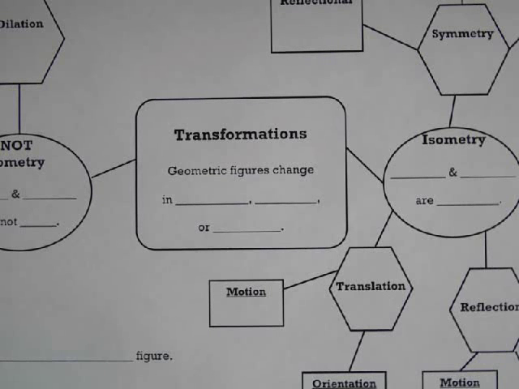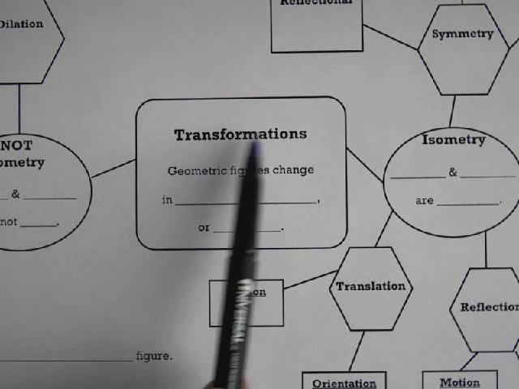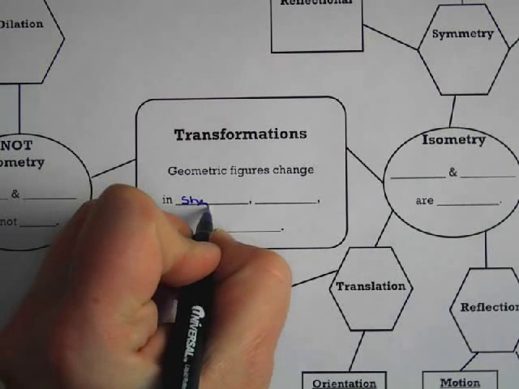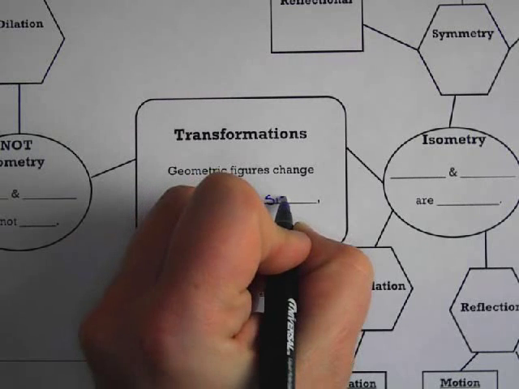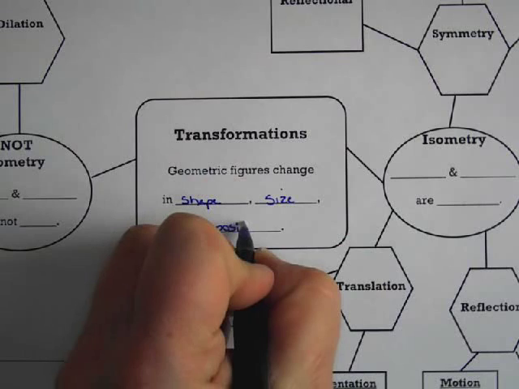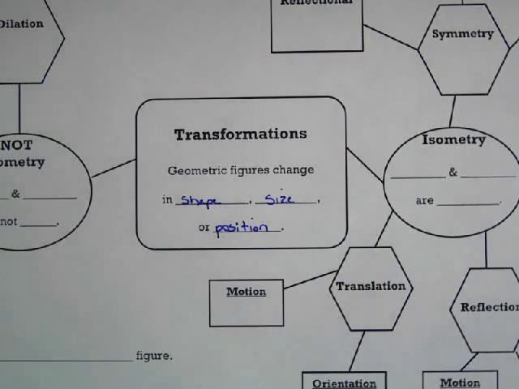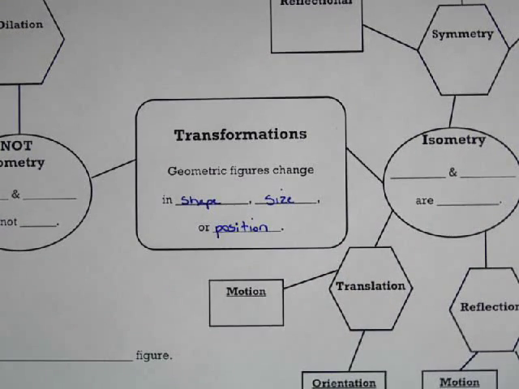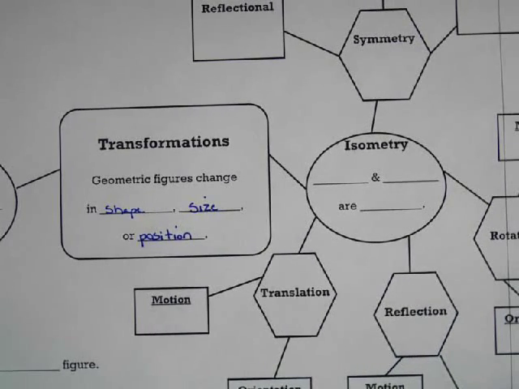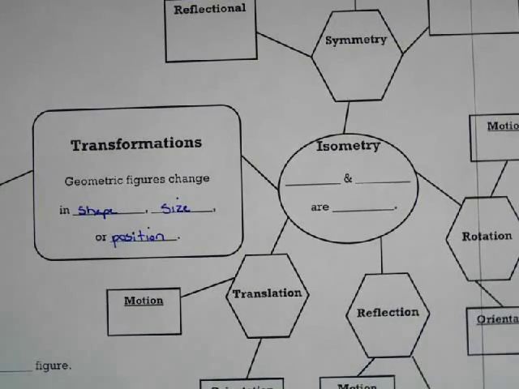Okay, let's talk about transformations as a whole. So we're going to summarize most of this chapter in a graphic organizer for you. So transformations, first of all, geometric figures change in shape, size, or position. And transformations can either be an isometry or not. So let's go with the isometries first.